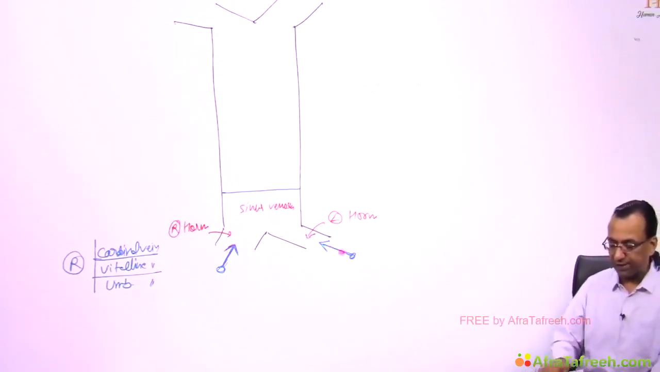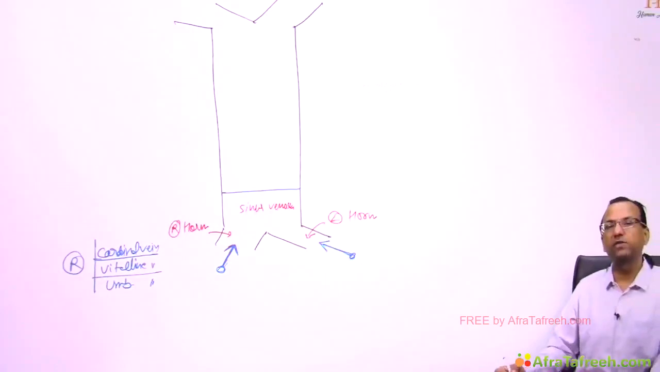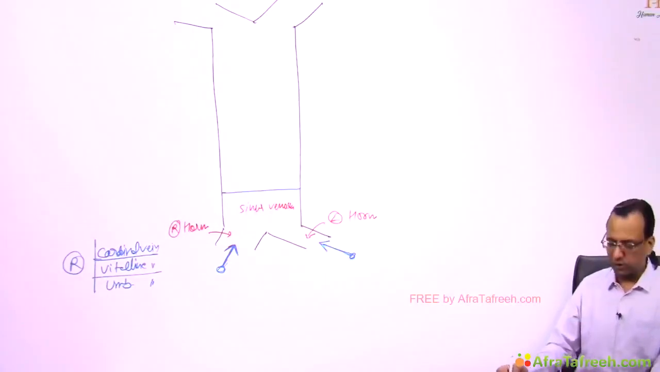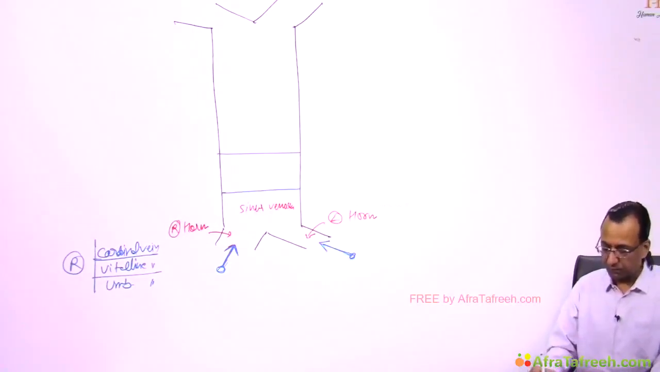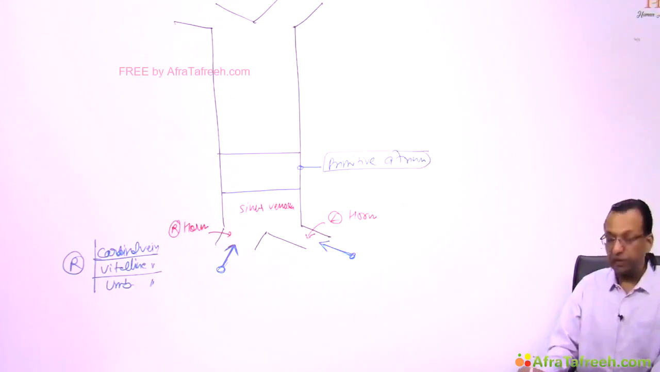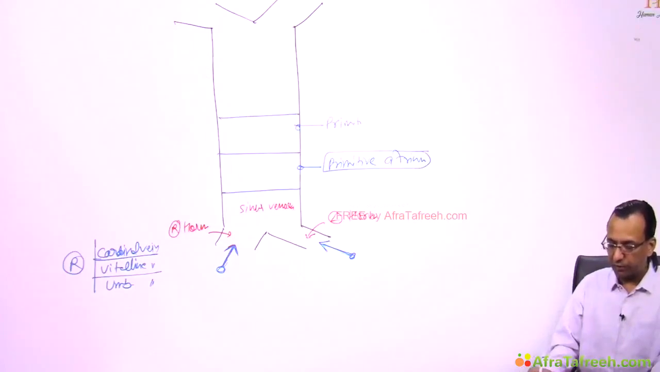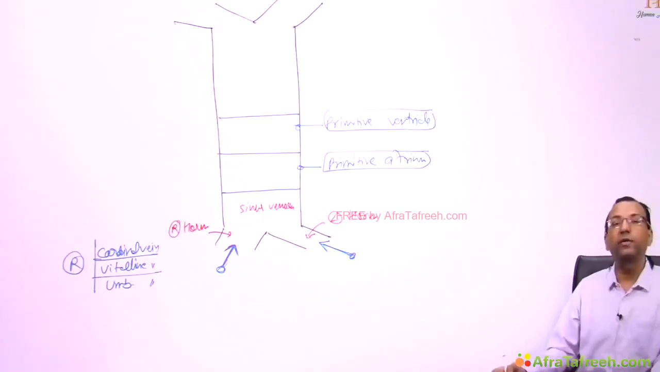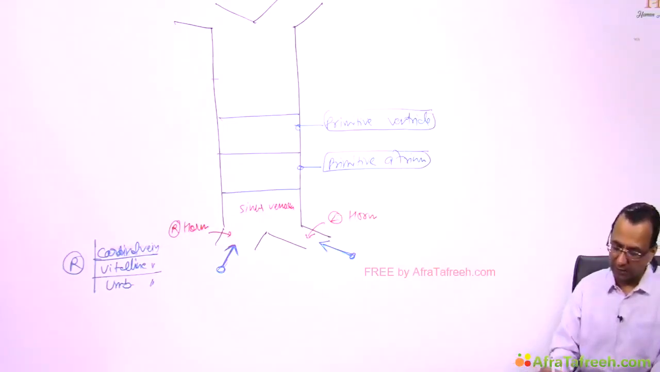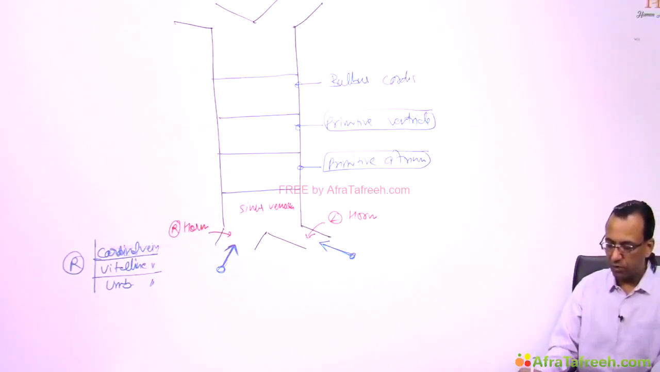Where will the sinus venosus push this blood into? Sinus venosus will push this blood into the primitive atrium. If that is the primitive atrium, then where is the primitive atrium pushing this blood into? Primitive ventricle. And where is that primitive ventricle pushing the blood into? As you see, we have got the blood into the primitive ventricle. Now it will push the blood into the bulbus cordis. And where will the bulbus cordis push the blood into? The terminal portion, which is called truncus arteriosus.